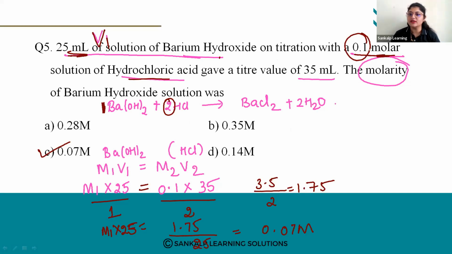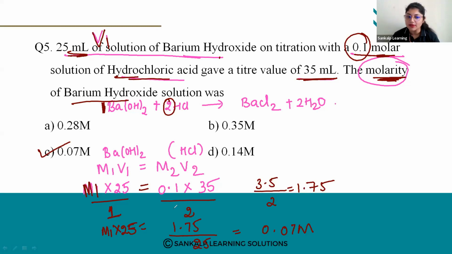It is a concentration term. So 0.1 molar, it is a concentration term of what? Hydrochloric acid. And the volume is 35 ml. What have they asked? They have asked molarity. What is the concentration of 0.1? That is the molarity of barium hydroxide. So we don't know the concentration of barium hydroxide. You have to keep it as M1. Whatever the given quantities are, put them and you have to subtract.